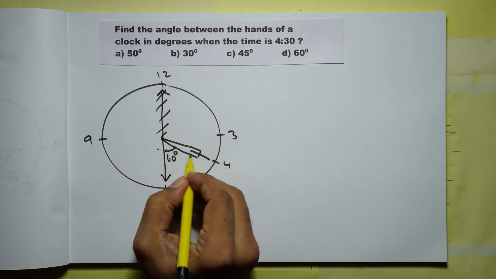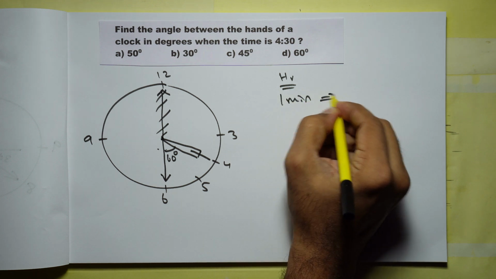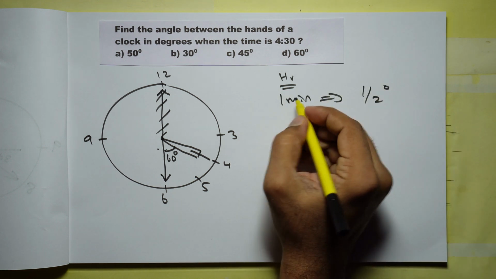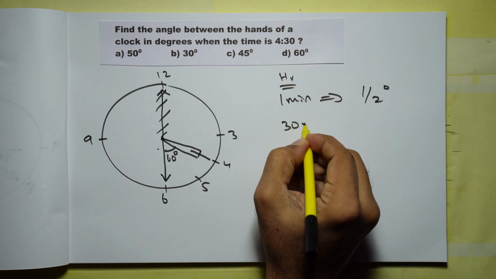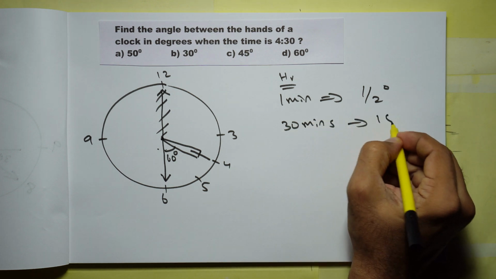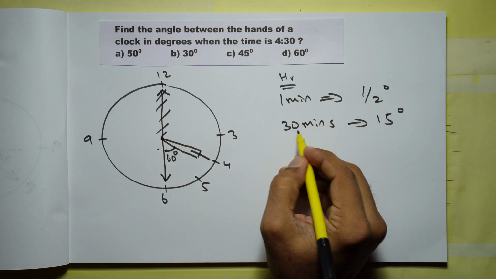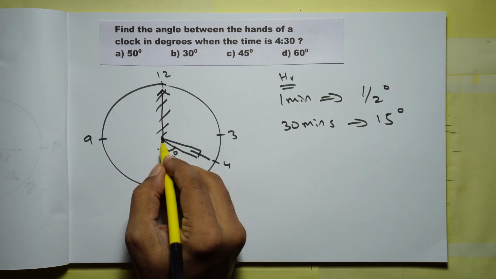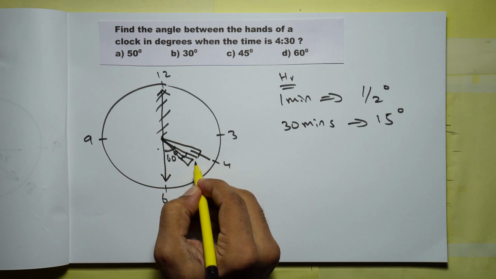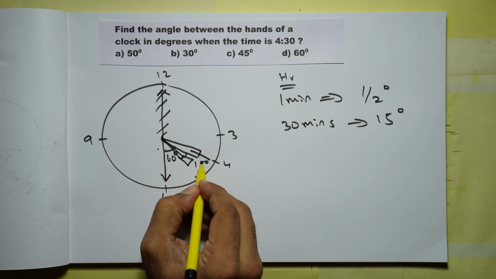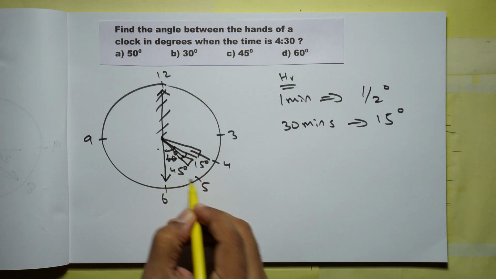But actually the hour hand is not fixed here. So if you look at the hour hand, every minute it will move half a degree. In 1 hour it will move 30 degrees. So 4 to 4:30, in 30 minutes, actually it will move 15 degrees. So every minute half a degree, from 4 to 4:30, in 30 minutes it will move 15 degrees. So actually it will move 15 degrees like this. So the angle will be 15 degrees less than 60. So 60 minus 15, you will get it as 45 degrees.